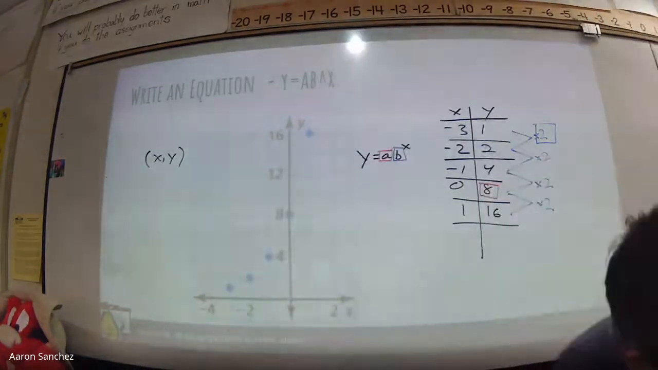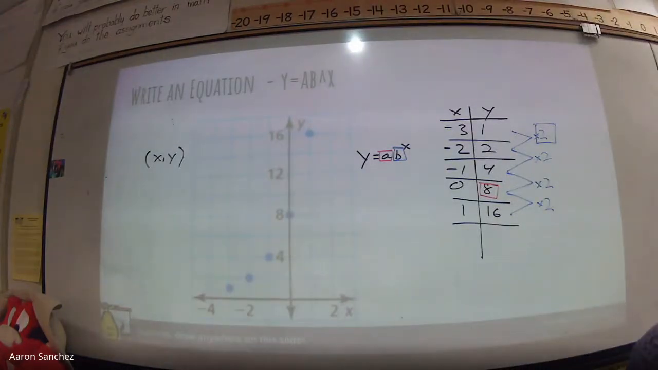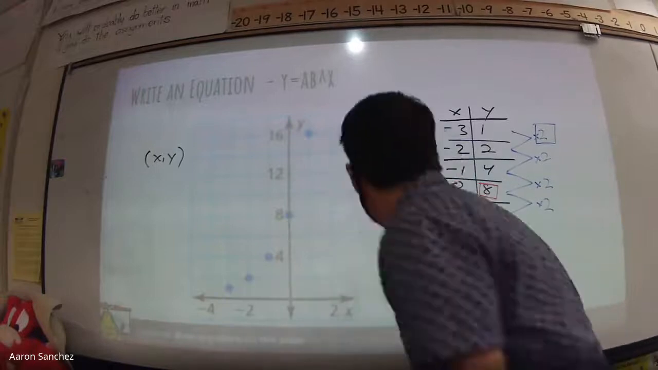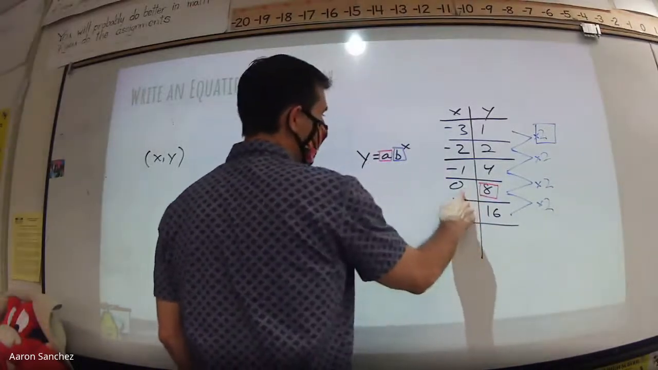So everyone should have the equation written down there. If you didn't have it, write it up there so I can see. Wait, Mr. Sanchez. Yeah. What's up? Why is the eight the A? Well, because this is at my zero.